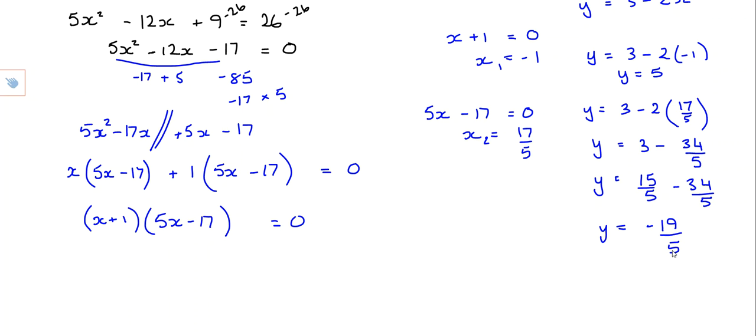I also wrote it as negative 3.8 in case it was a decimal. Negative 3 and 4/5. And if we know that 1/5 is 0.2, 4/5 would be 0.8. So that would be negative 3.8.